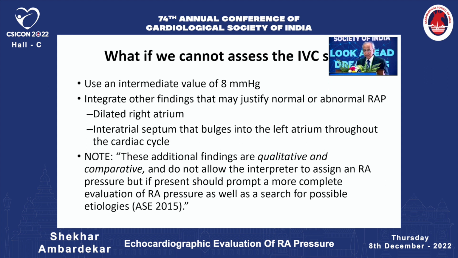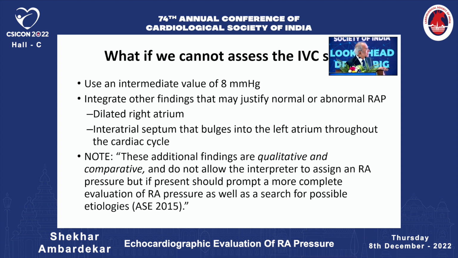So if we can't see and we can't assess the IVC size, what do you do? Now one way which is suggested is then assume the RA pressure to be 8. Now this is not accurate at all. But the margin of error will be reduced. It's like saying, is it mild, moderate or severe? When you say moderate, that means error will be there, but then it will be less. Another thing is, you look at some other findings and try to correlate with the RA pressure. For example, dilated right atrium, as we discussed. If the right atrium is dilated, then of course, you have to look for higher RA pressure.